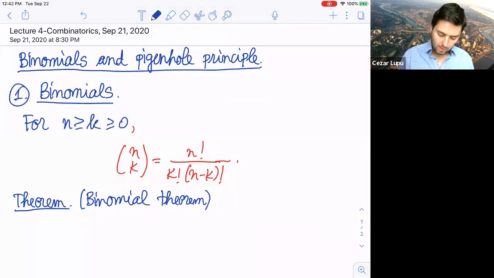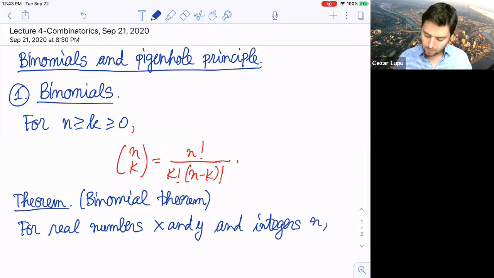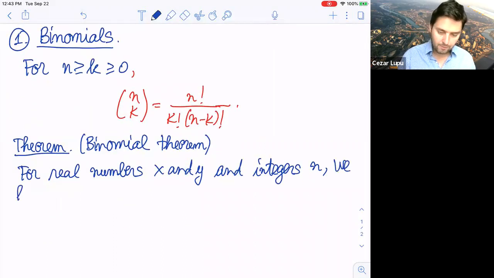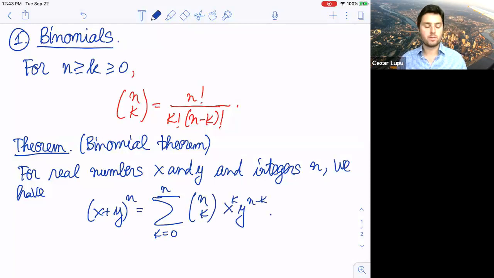Which says the following: for real numbers x and y and integers n, we have that x plus y, everything raised to the power n. As you all know, this is nothing else than the sum of k equals 0 to n of n choose k times x to the k times y to the n minus k, right? So this is the binomial theorem.